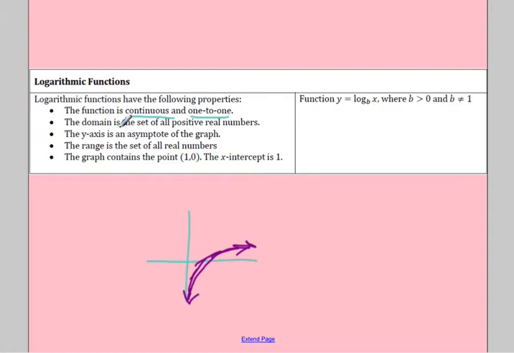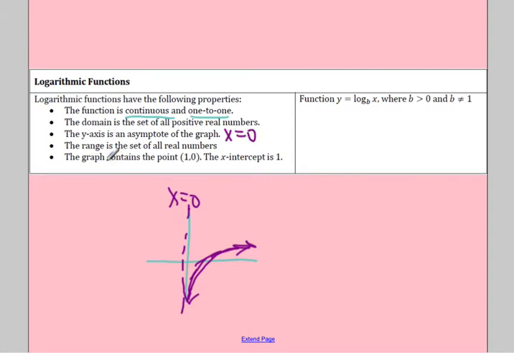The domain is the set of all positive real numbers. The y-axis is an asymptote of the graph. So my y-axis is this one. Really it means there's an asymptote here, and this is where x is equal to 0. So there's an asymptote at x equals 0, or the y-axis.